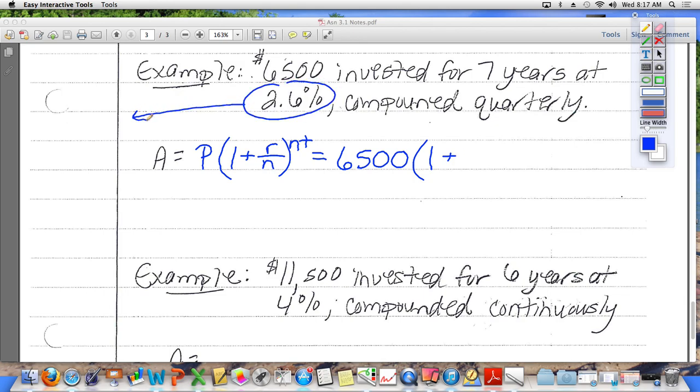Remember I talked about how that had to be put as a decimal value? I know right now it is a decimal, 2.6 is a decimal. But when I say you need to change it to a decimal, that means you need to get rid of the percent sign. How do you do that? You divide by 100. Or in other words, you just take this decimal point and move it 2 places to the left. Are you with me there? All right.